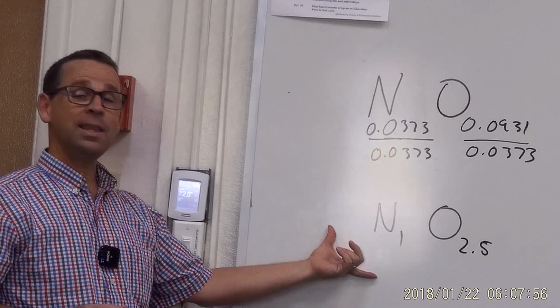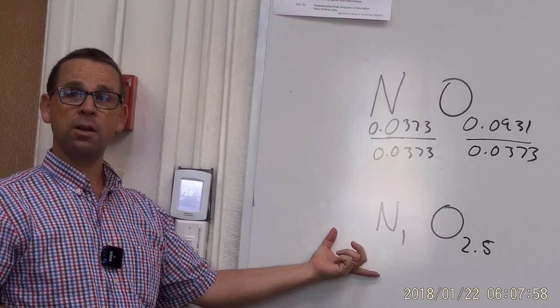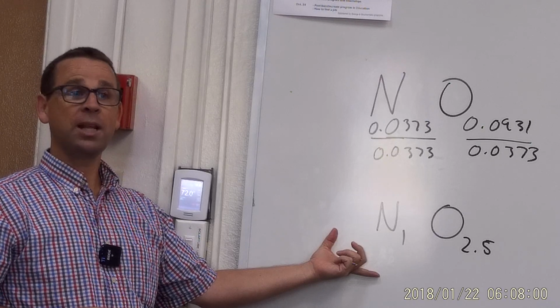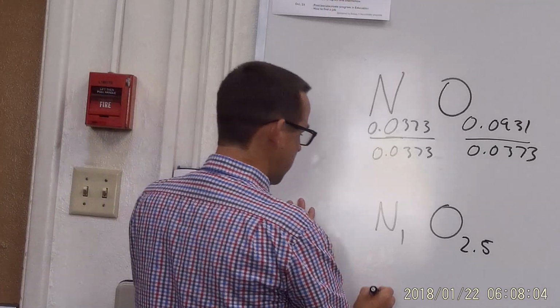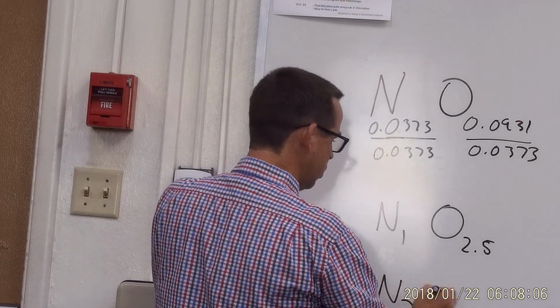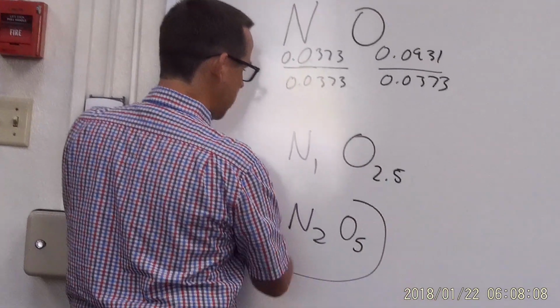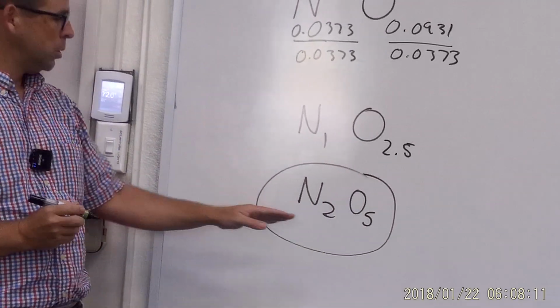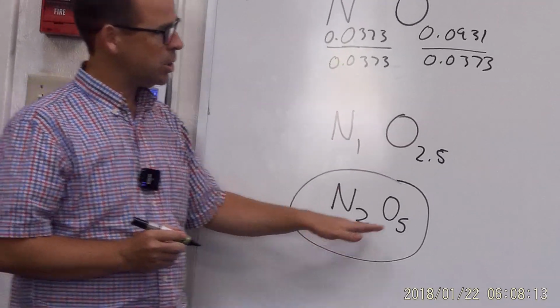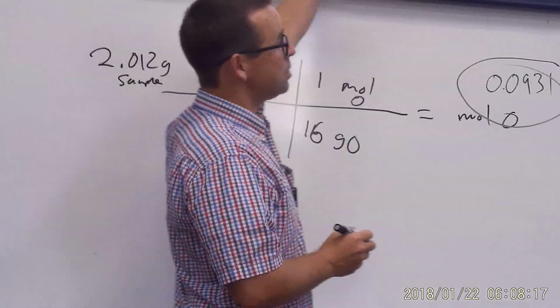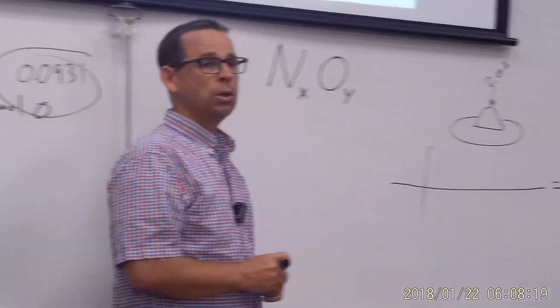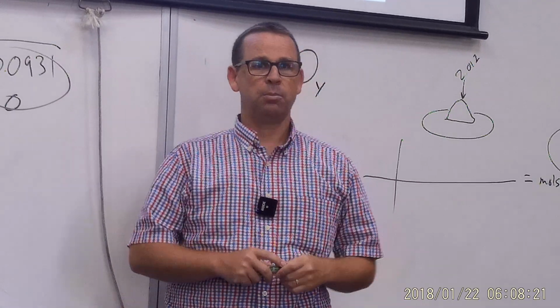Okay, so I think that gets us closer. We're still not there, but I think we can tell what we need to do. What do we need to do now? Multiply everything by 2. So N2O5 ends up being our empirical formula. So from information about the masses, whether it's masses like this or percentage of masses, we can get an empirical formula.